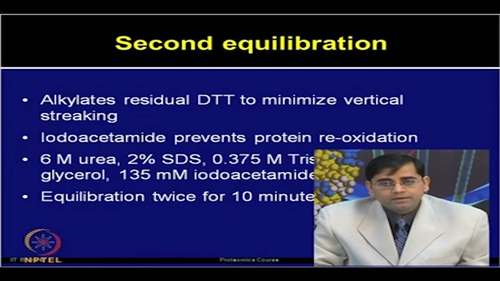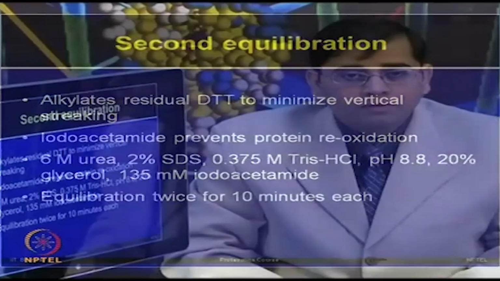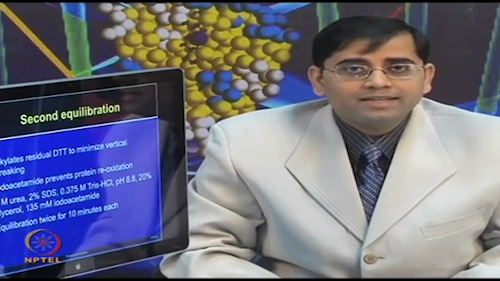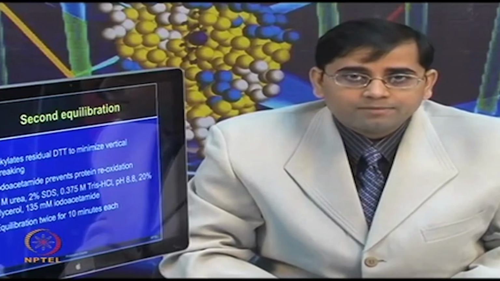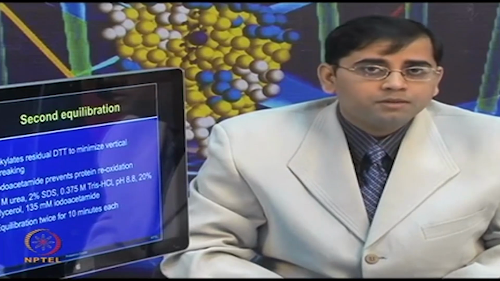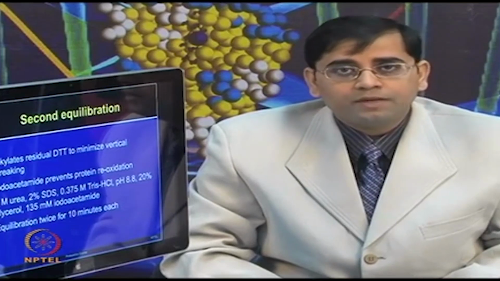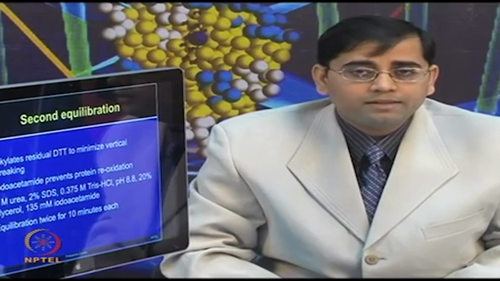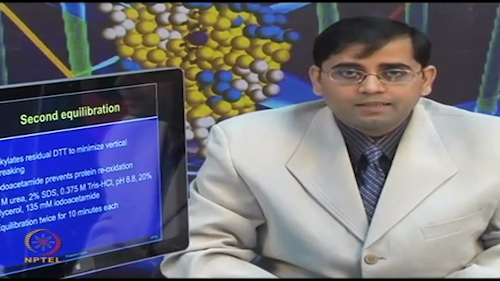Now, this is very important because IAA can alkylate the residual DTT and it minimizes the vertical streaking. It also prevents the reoxidation. So, you want to really ensure that your protein is denatured again after doing the IEF process. It is coated with SDS molecule, so that now you can separate the proteins in the second dimension based on molecular weight. This step is also performed for 10 to 15 minutes depending upon the strip length, and once both the steps are done, then you are ready to perform the SDS page.